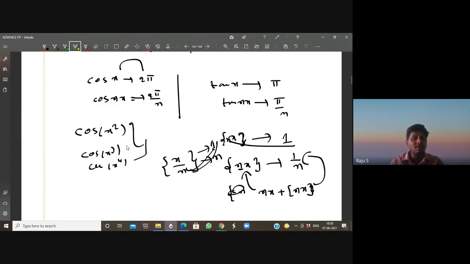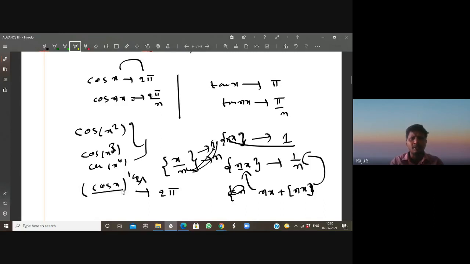No, we cannot define the periodicity of x square. Like x cube, x power 4, we don't have any periodicity, not defined. But we can define cos x whole power 1 by 2, whole power 1 by 3, whole power 1 by 4. Yeah, its periodicity is always 2 pi.